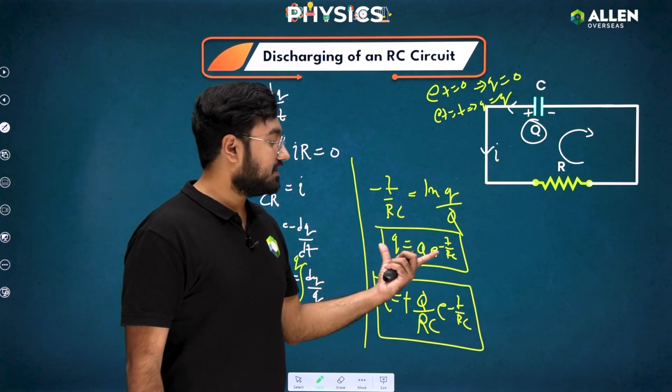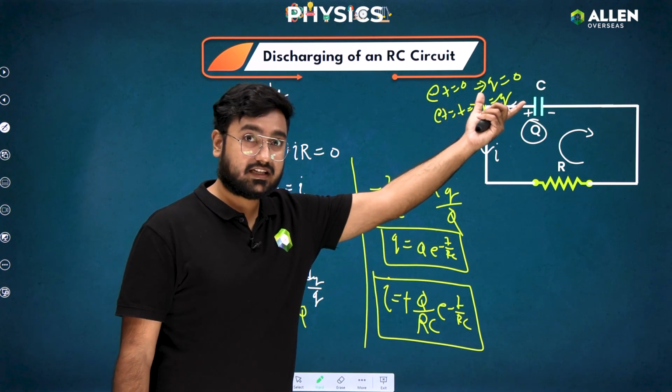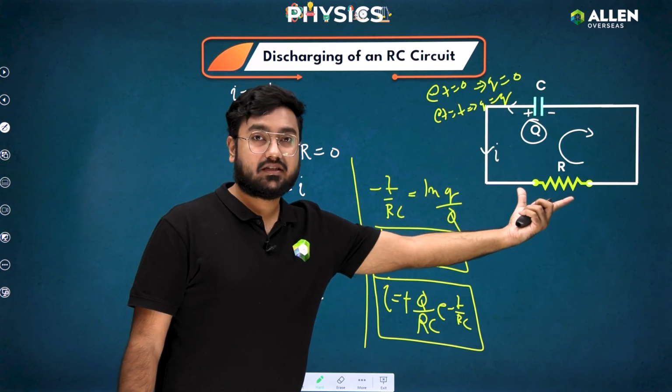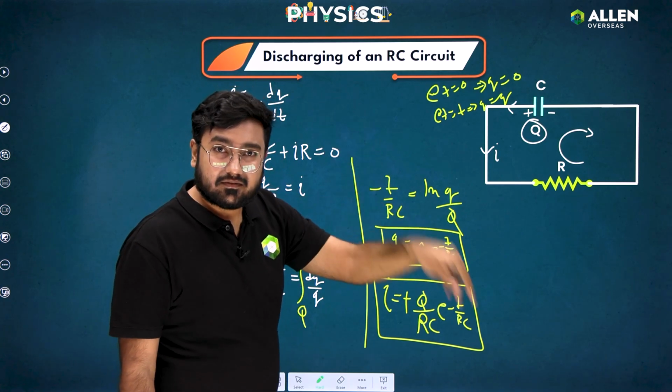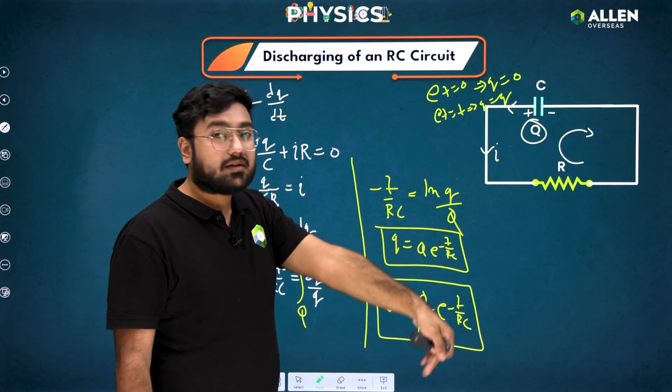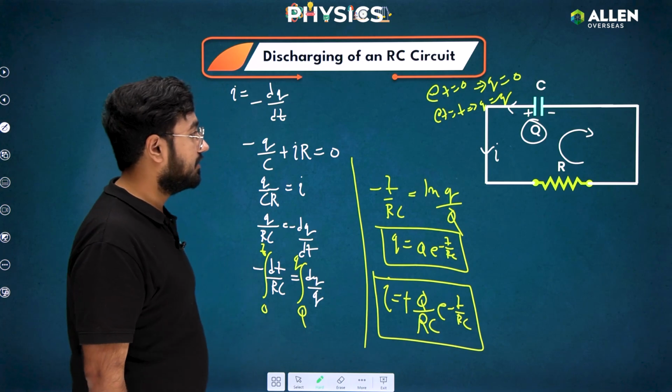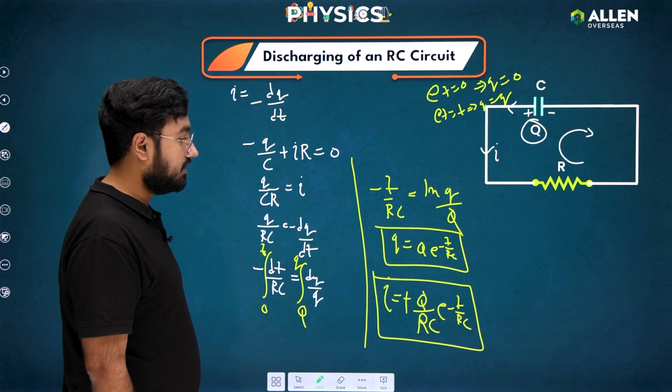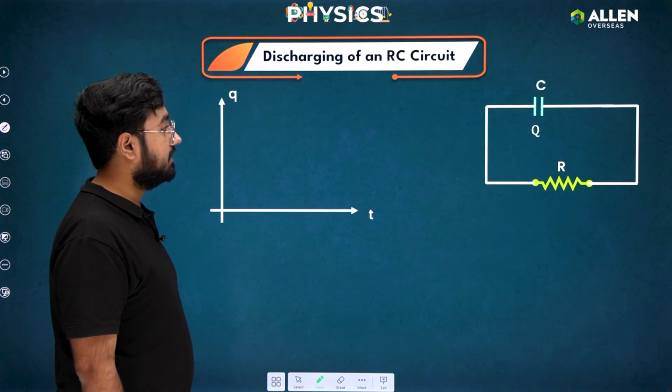And whatever will be the energy stored in the capacitor, that will be dissipated across the resistor. So current will also decrease. Charge on the capacitor will also decrease. Getting the point? Yeah. So graphs, let us see.